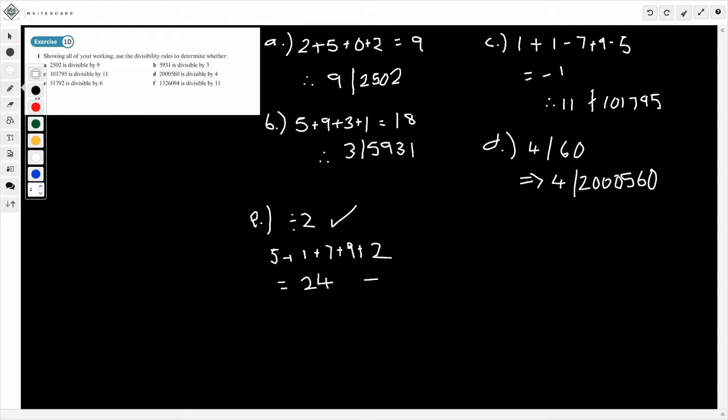So this implies 3 divides 24. Because you can times 3 by 8 to give you 24. So therefore, this number here, 6 does divide 51,792. Perfect. And there we go, guys. Nice and easy. And then finally, F.